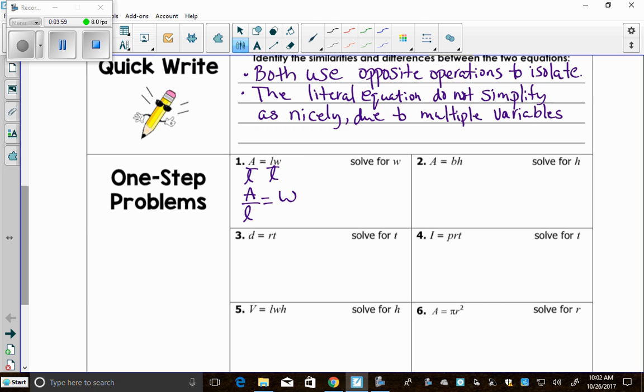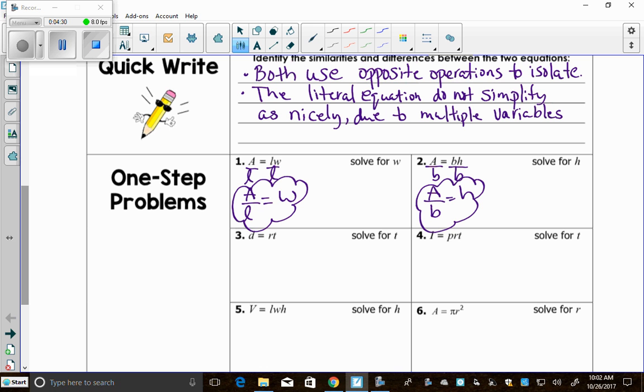You take a minute to try number 2. Okay, make sure you pause this so you can try number 2, and when you're finished, then start it back. You're solving for H, so you're going to divide. The B is being multiplied by the H. I want the H by itself, so I'm dividing each side by B. So A over B equals H. Okay? How'd you do? Excellent. Okay, moving right along.